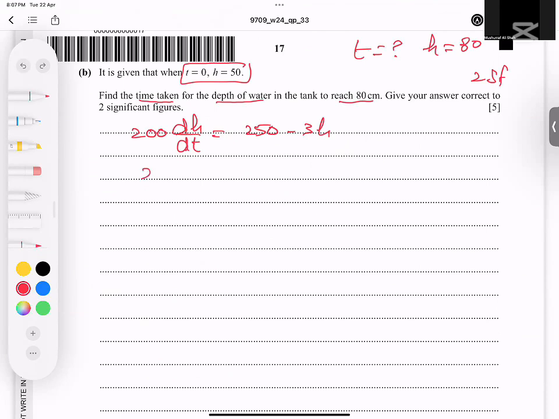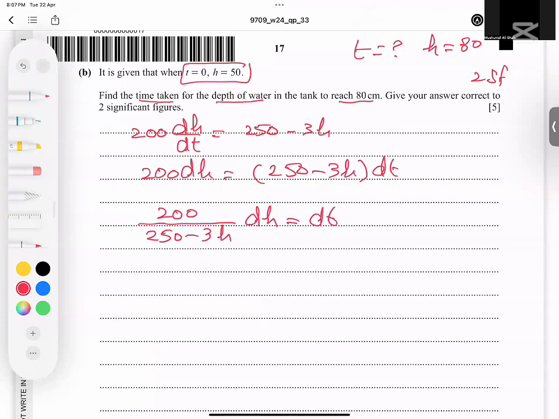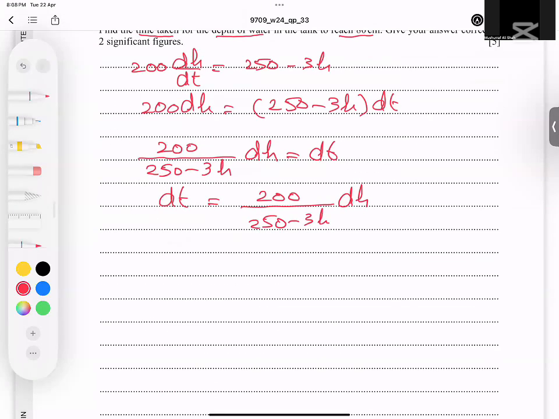So first of all, cross multiply. So 250 minus 3H times dH by dt; this will come under it. And I got 200 over 250 minus 3H into dH equal to dt. Flip the sides, so this becomes left and that becomes right. And I believe this is very, very clear. Now, students, we are going to integrate both sides.